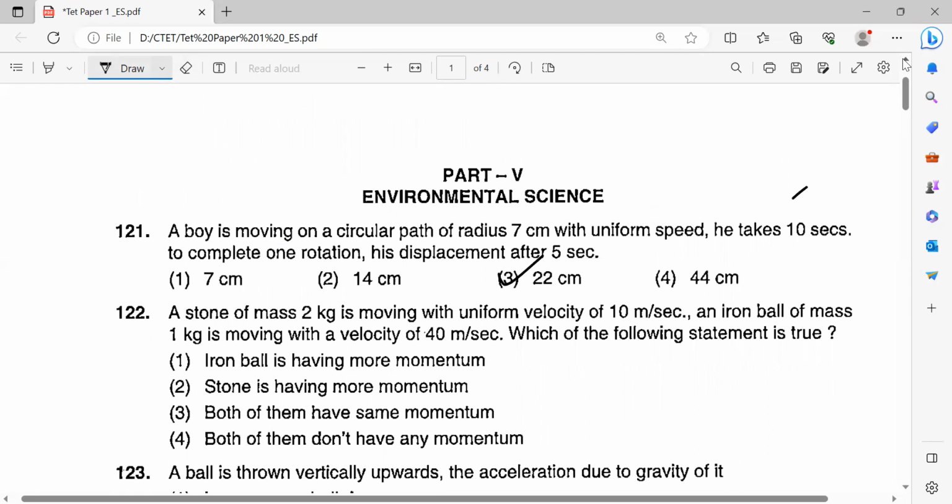Here in this question, we have to consider the 2 pi R formula, then divide the answer by 2.